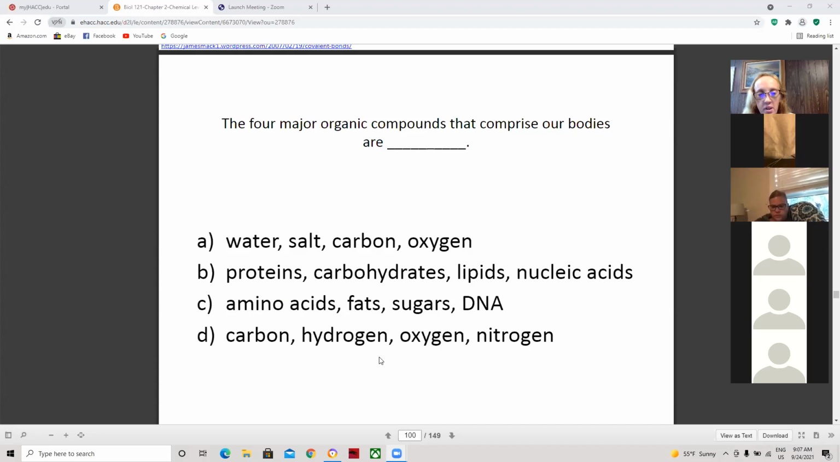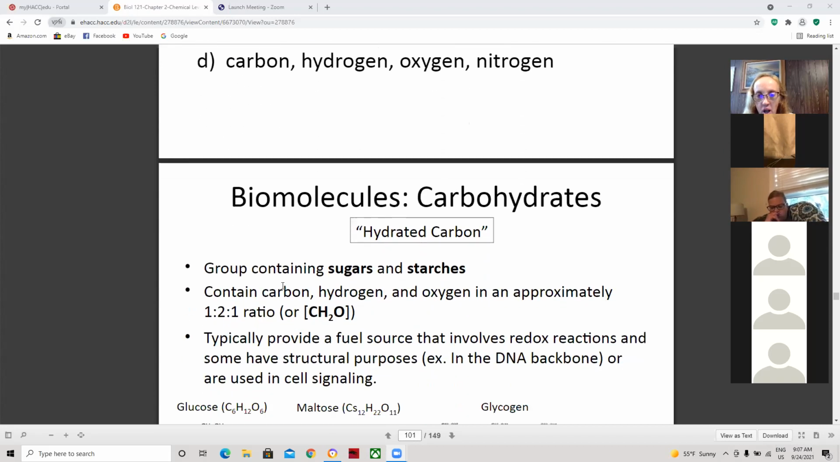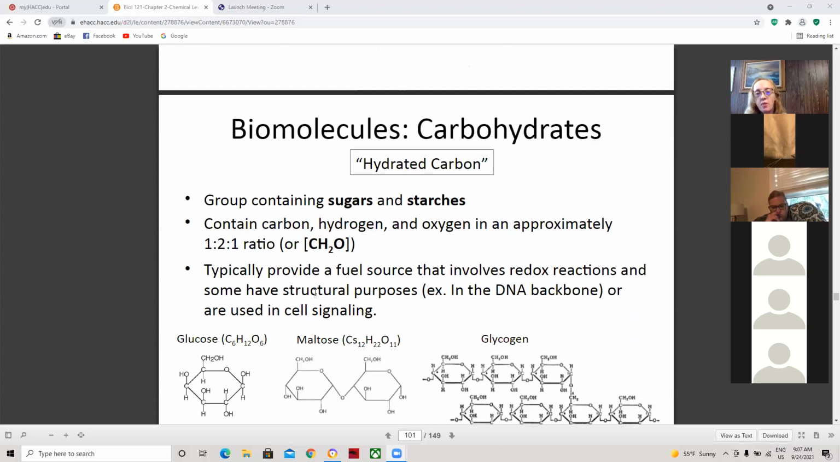B. I think you're right. B is right. So carbohydrates comes from the term hydrated carbon. These are groups that contain sugars and starches. They also contain a ratio of approximately 1 to 2 to 1 of carbon, hydrogen, and oxygen.